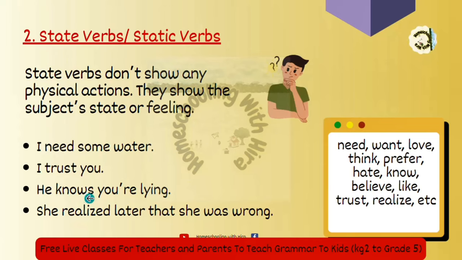She realized, उसने महसूस किया या उसने मान लिया later कि वो गलत थी. She realized later that she was wrong. उसने बाद में समझा या महसूस किया कि वो गलत थी, right? तो महसूस करने के लिए, समझने के लिए हमारे पास कोई action नहीं है, इसीलिए ये action verb नहीं है, ये state verb है. Got my point? Hope you have.